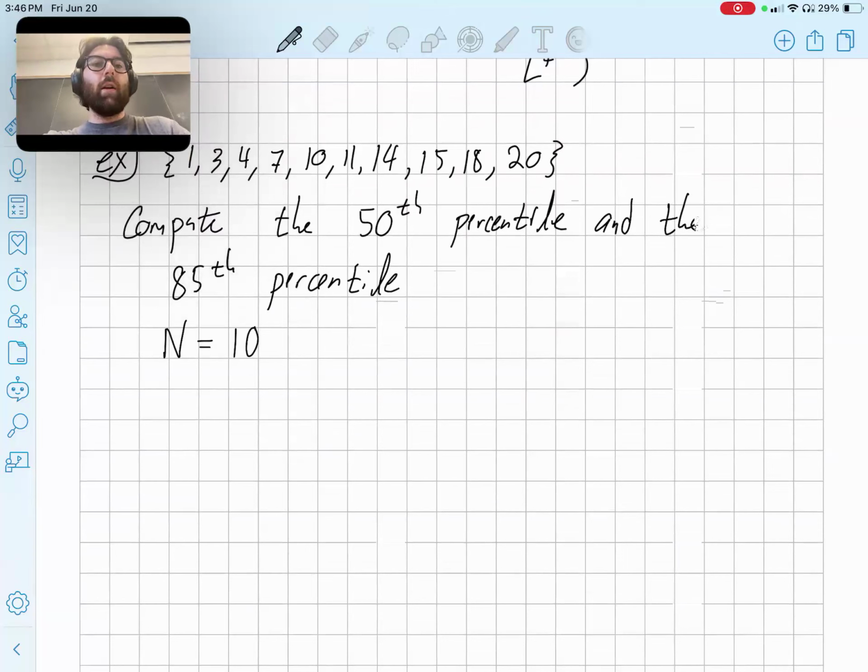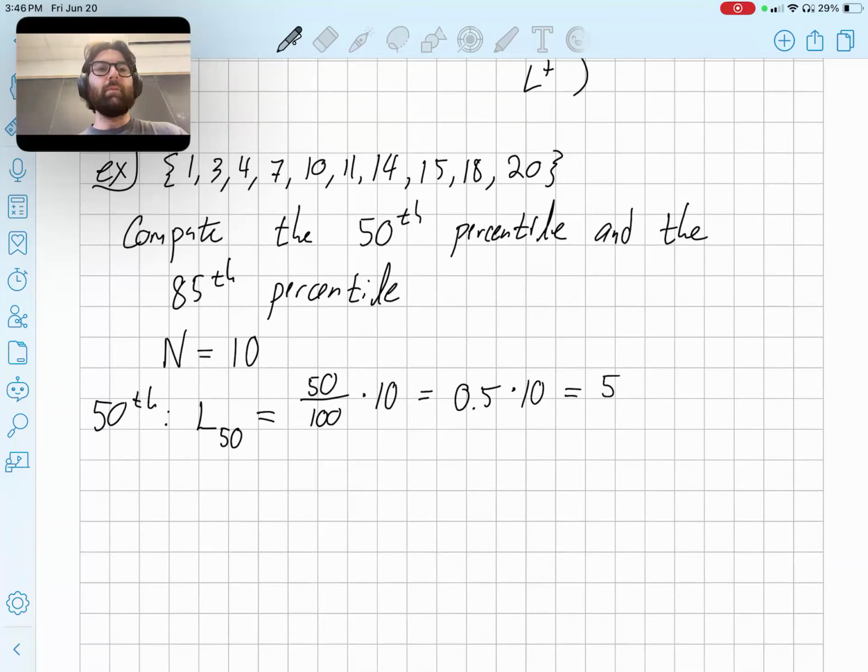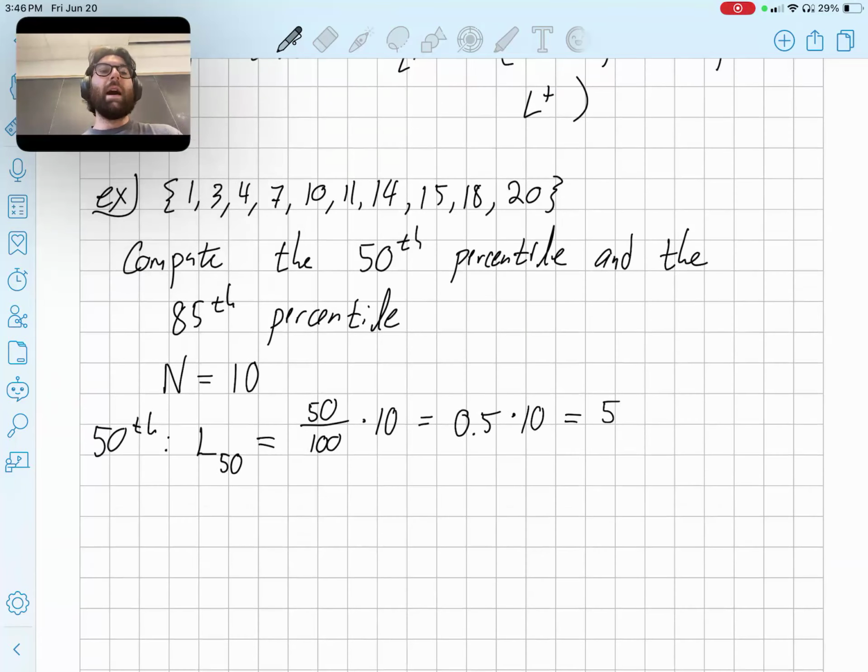Now, for the 50th percentile, what we're going to do is compute our L. And sometimes, because we're doing more than one, I'll call this L sub 50. To do this, we need to compute 50% of 10. Maybe you can do this in your head. If you can't, that's 50 over 100 times 10. So that's 0.5 times 10, or 5. Okay, so our L is 5.